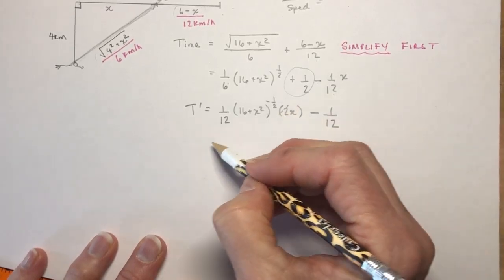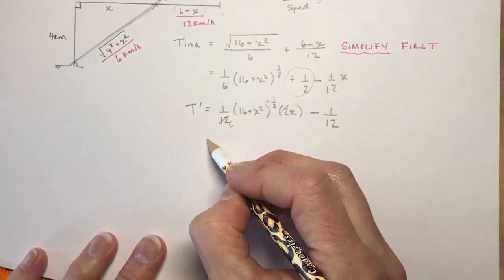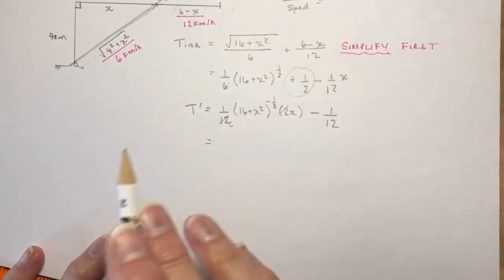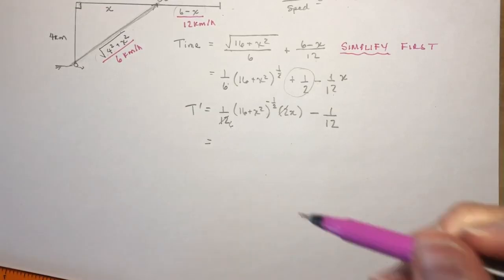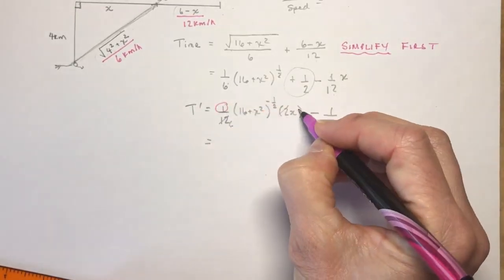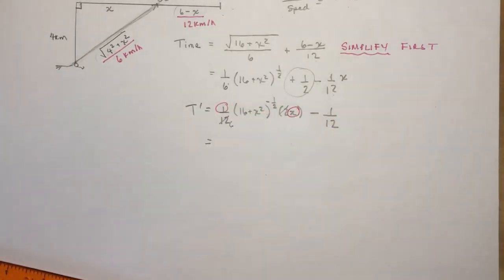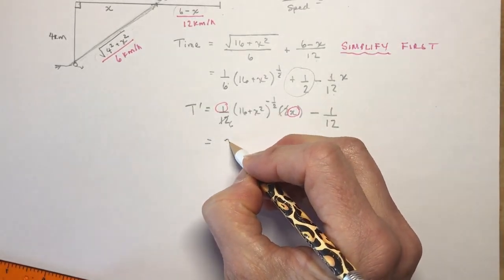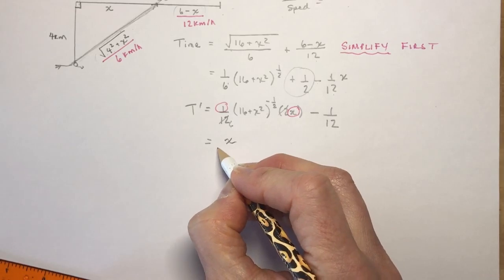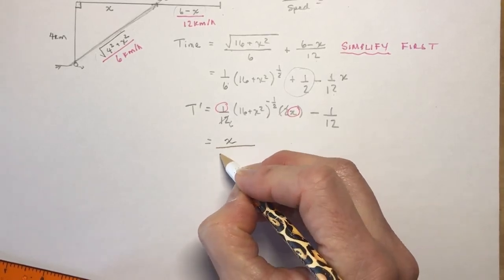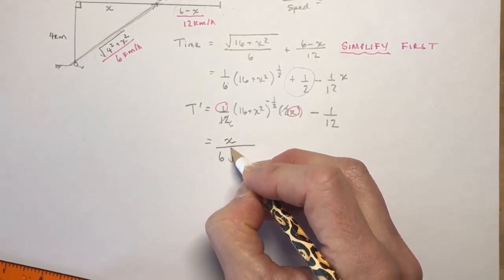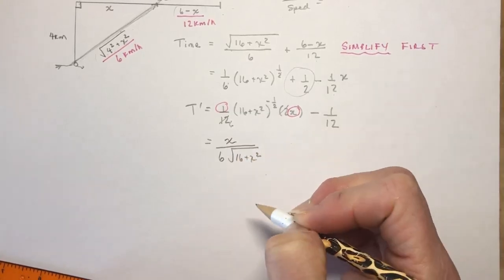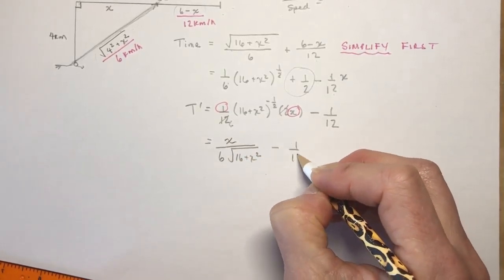Okay, so this 2 can divide into the 12 6 times. Now I have to make sure that I'm keeping everything in the numerator. So I have minus 1 times x. I did this once and forgot the x, and it was a wreck. Okay, so I have x in the top here, and I have 6 times the square root of 16 plus x squared, minus 1 over 12.